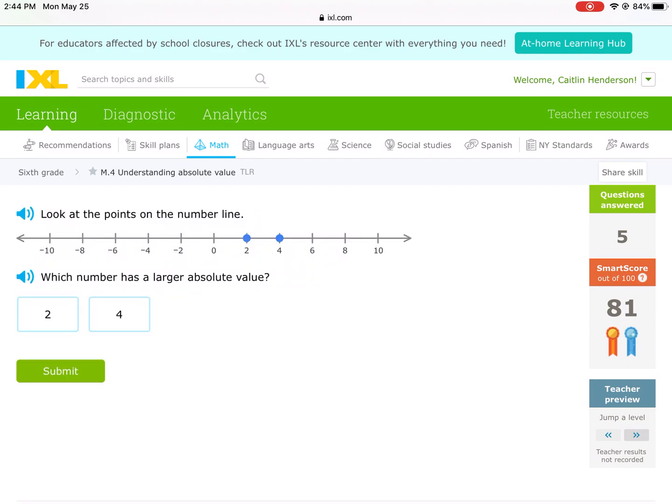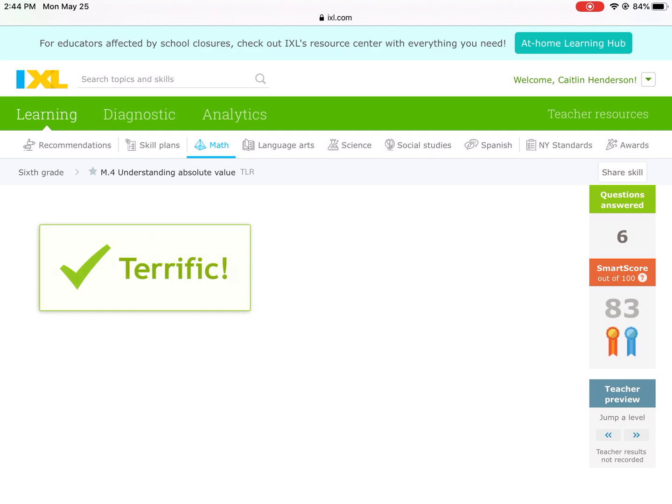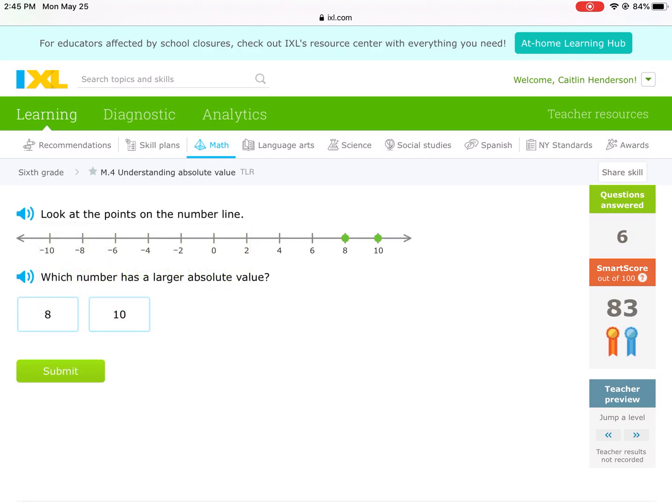Which number has a larger absolute value? Ooh, this is a great question. So the absolute value of 2 is just 2. The absolute value of 4 is 4. 4 has the greater absolute value. And that makes sense because it's further away from 0. Okay, look at the points on the number line. Which one has a larger absolute value? So basically it's saying which one's further away from 0. That's going to be 10.